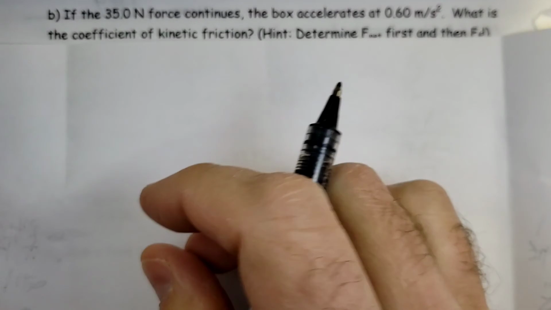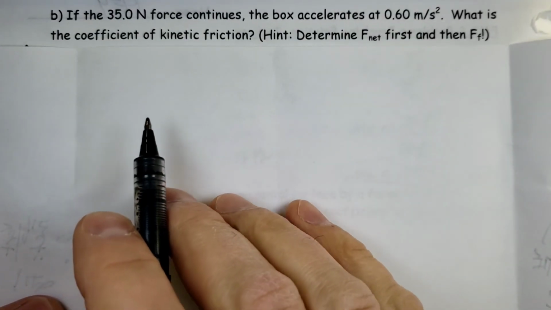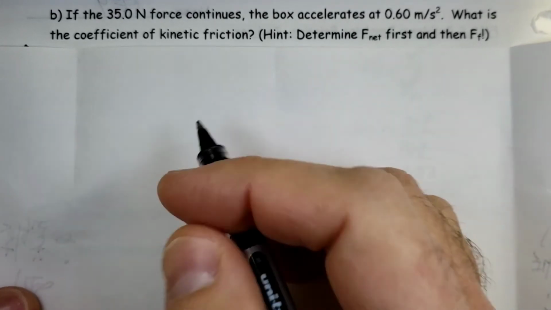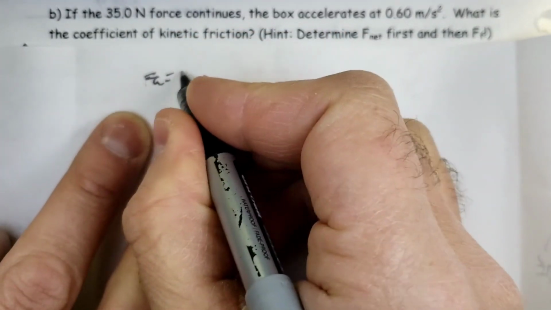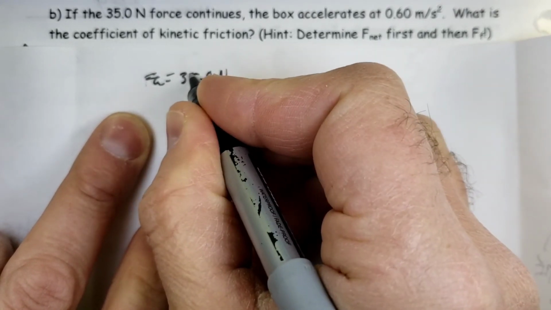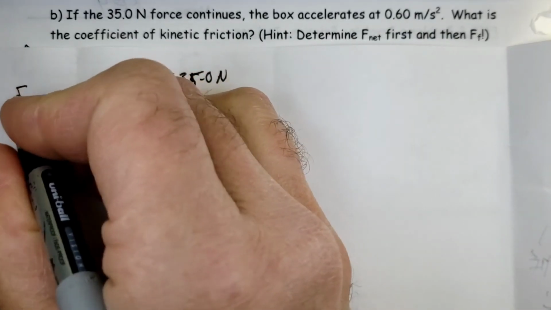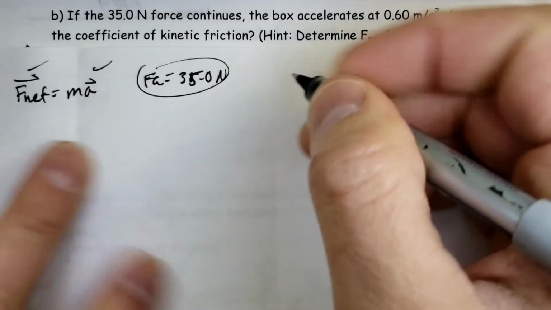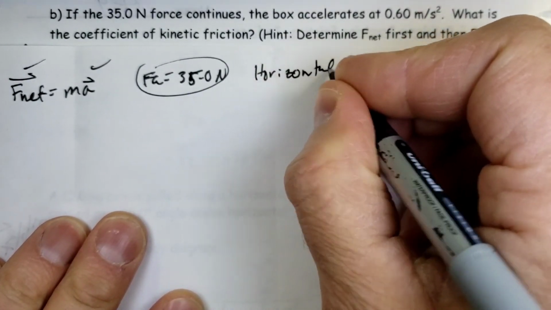With part B of question number 2, it has surpassed the static friction threshold, and now it's moving and accelerating, so it's overcoming moving friction, kinetic friction. Here we have our FA, and we're still applying 35 newtons. We're told that it's accelerating now, so if we know the acceleration, we can figure out F net. Once you have F net, you can analyze this horizontally.